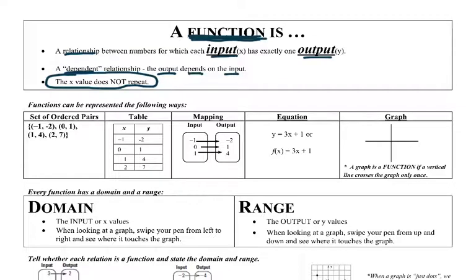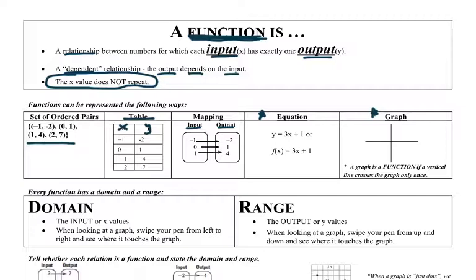So functions can be represented in many ways. First is a set of ordered pairs. So we look here, we see this set of ordered pairs. Then we could also take that set of ordered pairs and represent it in a table where we have an x column and a y column, and we've seen this before. A mapping is the exact same thing, just taking the table and using the words input and output. But the main ways that we're going to see a function play out is with an equation or a graph.